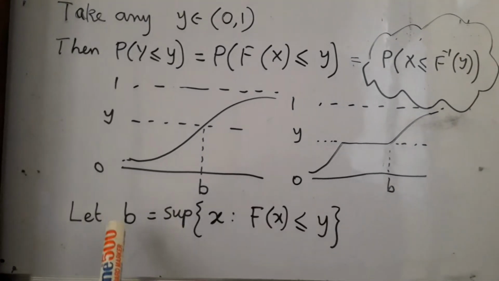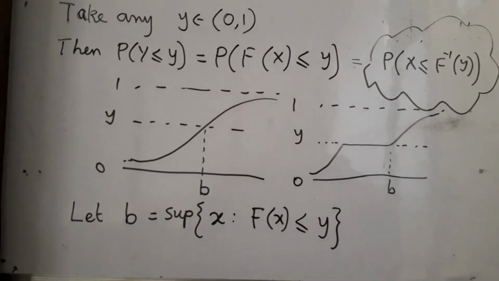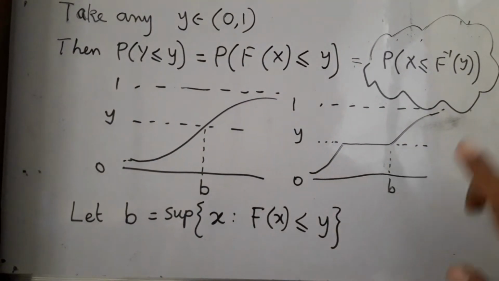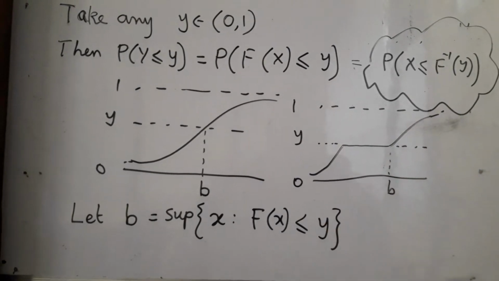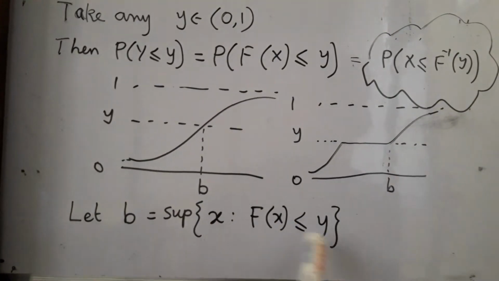I will define b as the supremum of all x for which F(x) is less than or equal to y. You are trying to continue less than or equal to y as long as you can. When you cannot, at the very rightmost point, you choose your b. Now, whenever you write such a thing, this is very obvious from the picture. How do you know that you can take the supremum? You have to show that this is non-empty and bounded above.